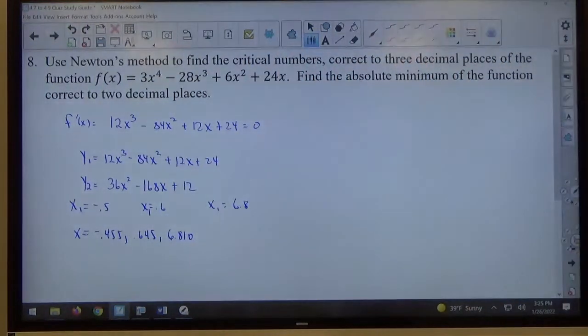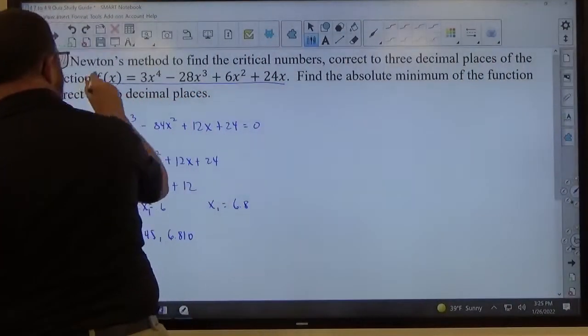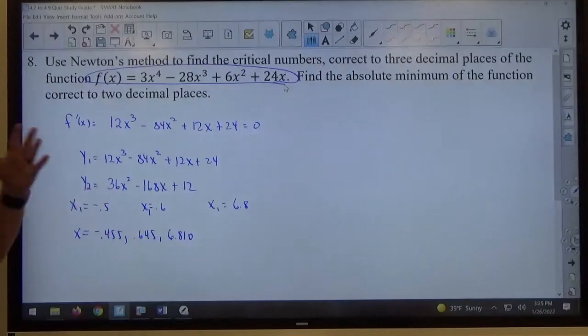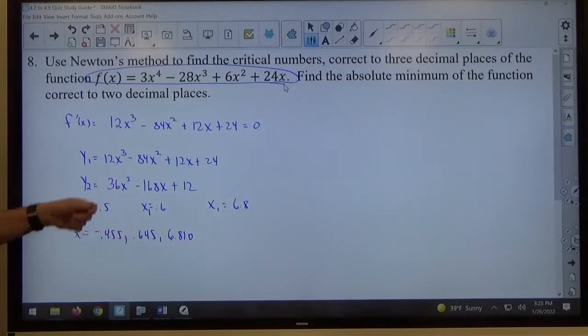Now, it does specifically ask for the absolute minimum, so only the absolute minimum matters. They were looking for a function value, so I don't have to do any increasing and decreasing tests. Just substitute these 3 numbers into the original function. That'll tell me the absolute minimum.